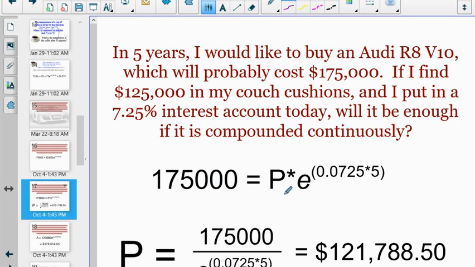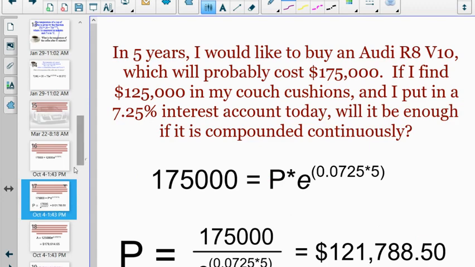If I do that, it's easy to solve for the principal. I'll just divide both sides of the equation by e to the 0.0725 times 5. Again, please be careful how you plug this into your calculator. I would do 0.0725 times 5, raise e to that power, and then do 175,000 divided by that number. Make absolutely certain that you end up with the number I've got here, $121,788.50. That's how much money I would need. Since I'm starting off with more than that, it looks like my answer is yes. I've got enough money.